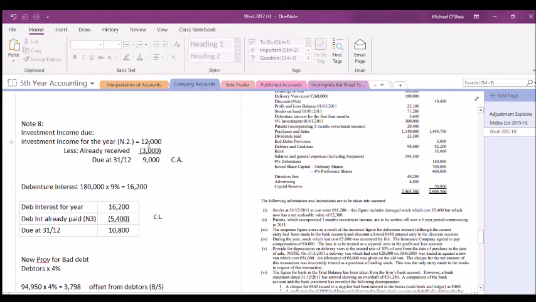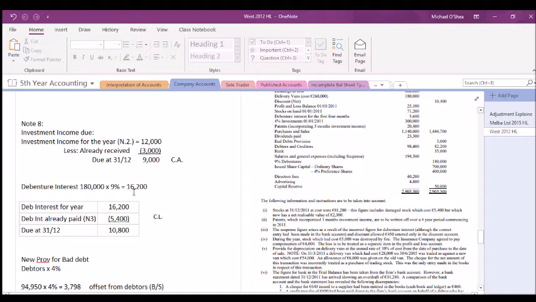Investment income, we found out in note number 2 that the total for 12 months was 12,000. We found out that 3 months was already paid off, included in patents. So I'm going to take away the amount that has already been, not paid off, sorry, already received. So I already received 3,000 out of the total 12,000, therefore there's 9,000 that I haven't received yet. That 9,000 is a current asset.